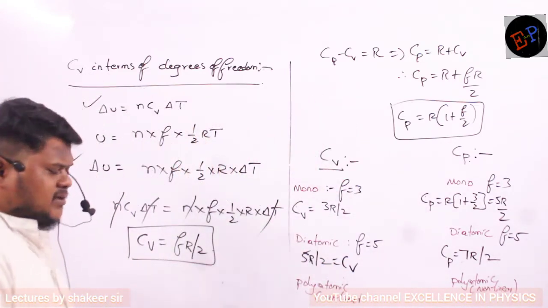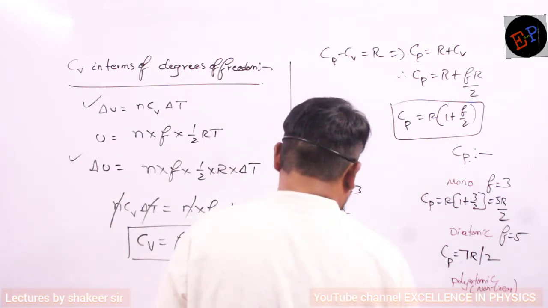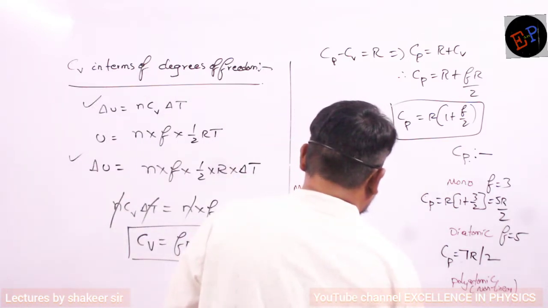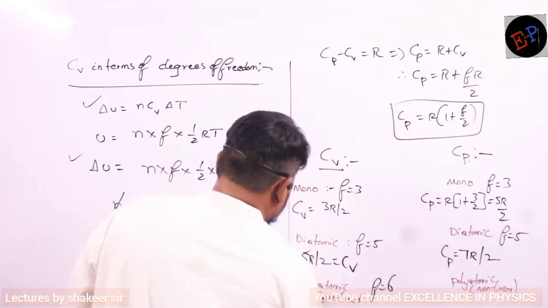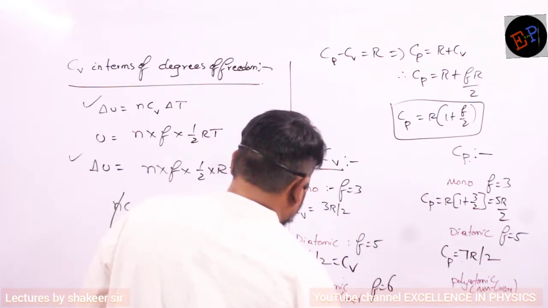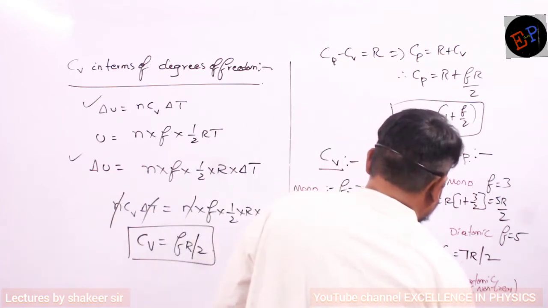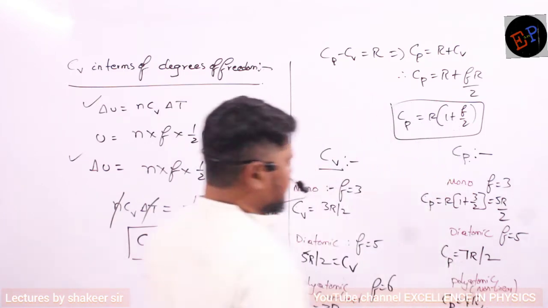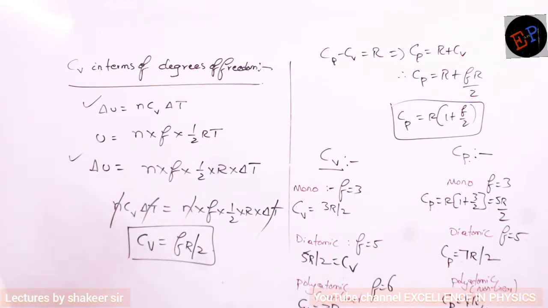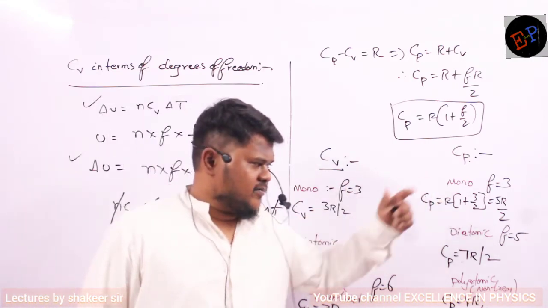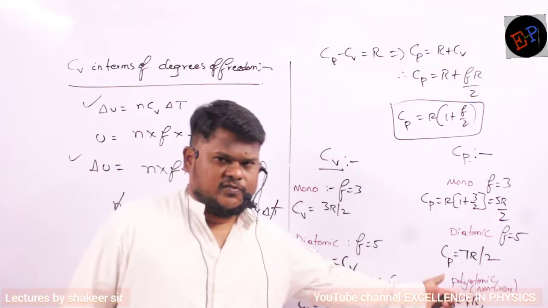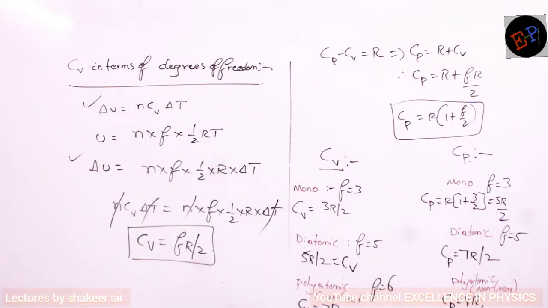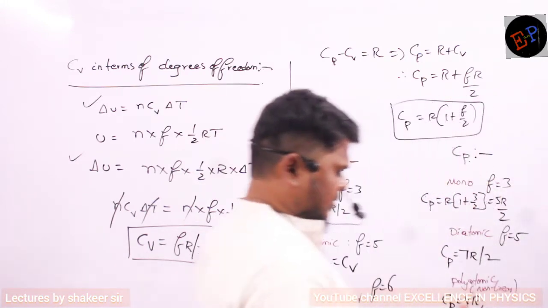For polyatomic, or triatomic non-linear molecules, what is the f value? The f value is 6. So 6R by 2 is how much? 3R. And the Cp value is 4R. These values you must remember. 3R by 2, 5R by 2. 5R by 2, 7R by 2. 3R, 4R. Is it clear? These values you must learn by heart, and how we have derived them, everything should be in your brain.